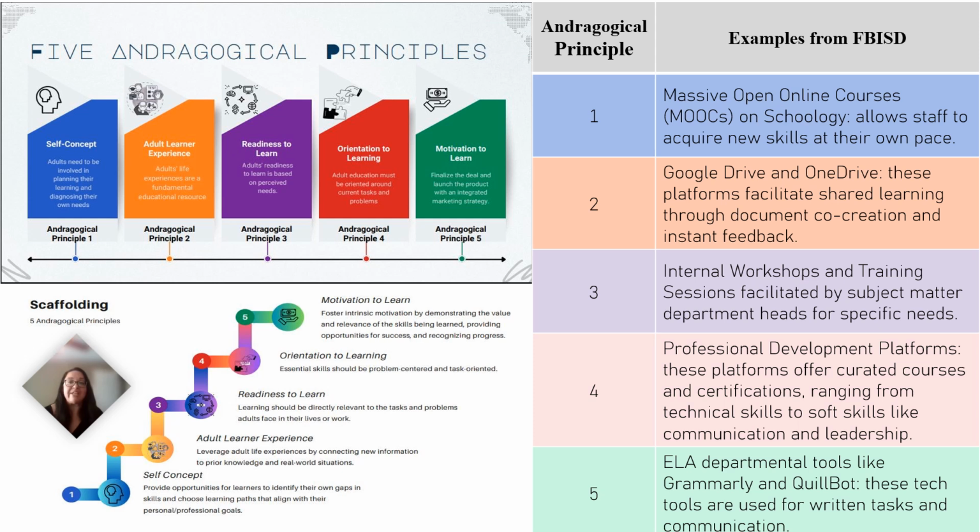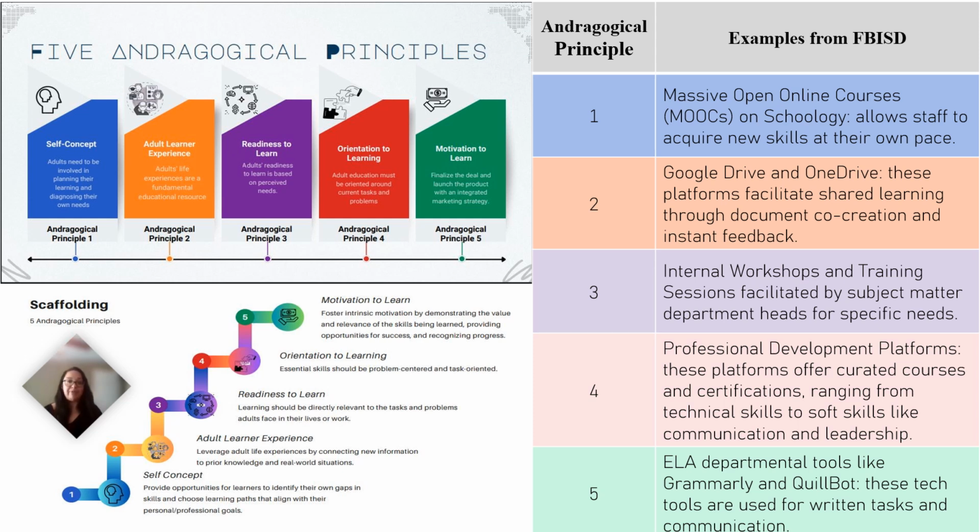Number 3, readiness to learn. Adults' readiness to learn is based on perceived needs for scaffolding. This implies that learning should be directly relevant to the tasks and problems adults face in their lives or work. Identifying and addressing immediate needs can increase engagement and motivation.